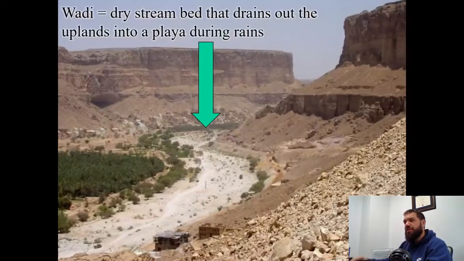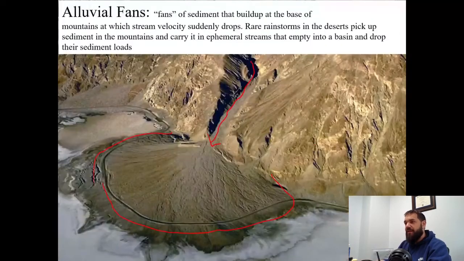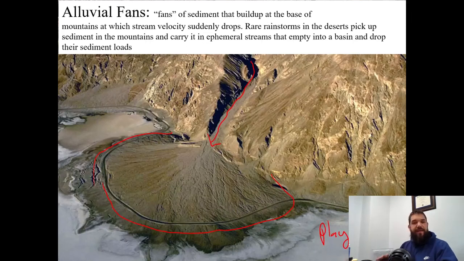Another thing that you should know are called wadis. I know that my veteran students who have maybe been in the Middle East know about wadis. So a wadi is a dry stream bed, and it drains out into a playa. So what is a playa? This area right out here, this is the playa. A playa is a flat basin, or a flat valley, that is bordered by mountains.